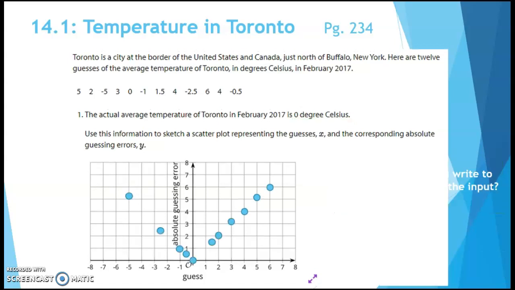Here is the answer to the warm-up. We can see that our dots make two straight lines and they have a vertex at 0, 0.